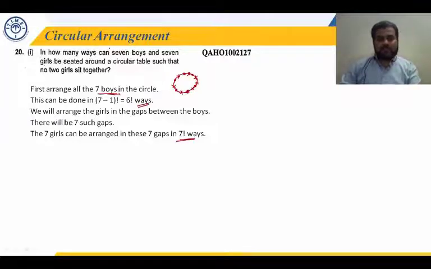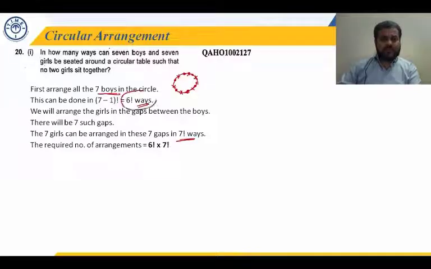Fine. So what is the total number of ways? First you arrange the boys in 6 factorial ways and then you arrange the girls. So 6 factorial into 7 factorial. Fine. This is the number of ways.